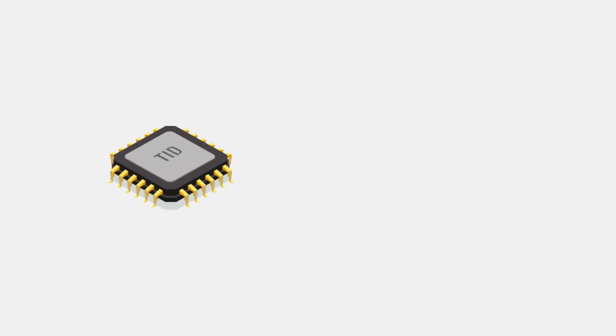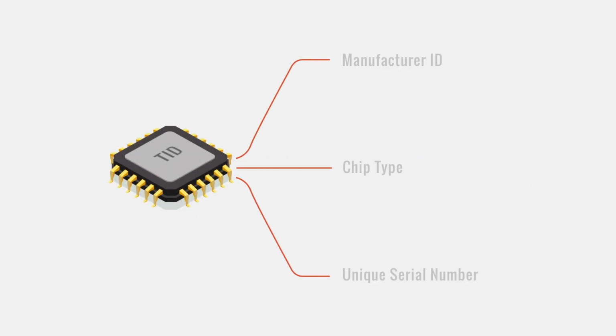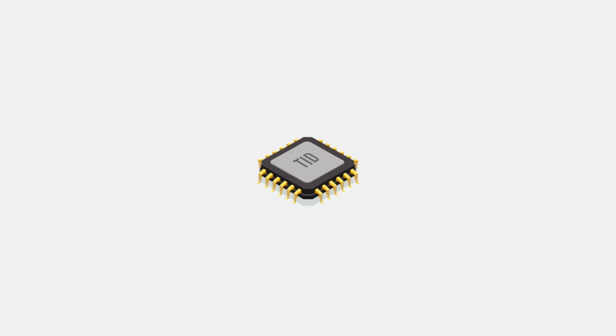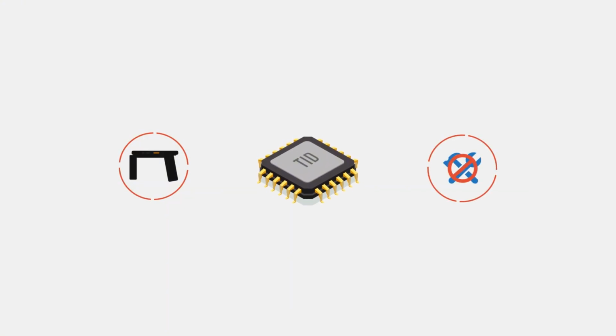Now let's look at TID memory. TID stands for Tag Identifier, and this part is usually written by the chip manufacturer during production. It generally includes information such as the manufacturer ID, chip type, and a unique serial number. In most designs, TID is read-only and cannot be modified by users. You can think of TID as the tag's birth certificate or chip ID card.